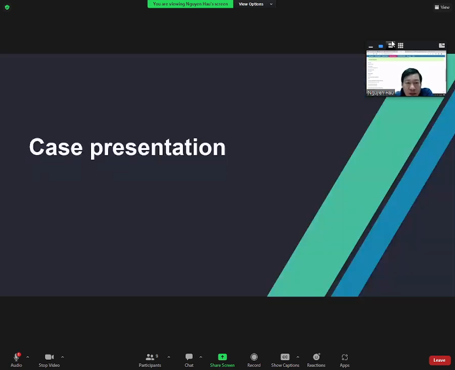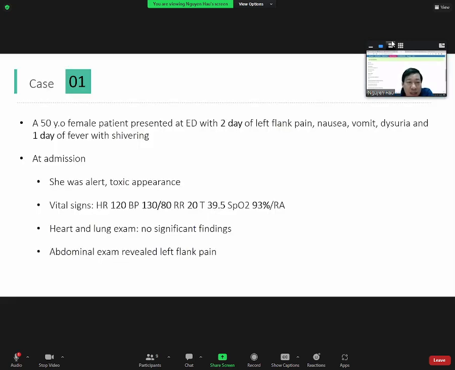And part two, we have three case presentations. Case one, a 50-year-old female patient presented at the ED with 2 days of left flank pain, nausea, vomiting, dysuria, and 1 day of fever with shivering. I usually emphasize that shivering is a so crucial symptom in our department.